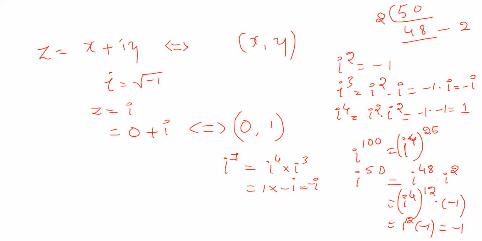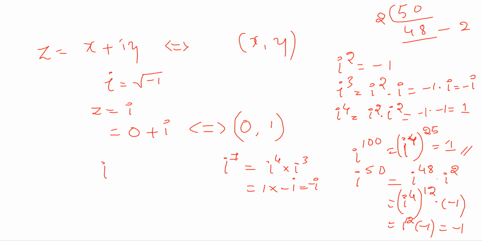Here we can write that as i power 50 into i power 50, right? Yes, sir. So now i power 4, what's the value? 1. 1 power 25 means it will be 1. Is it clear? Yes, sir. Okay, I'll consider one more.